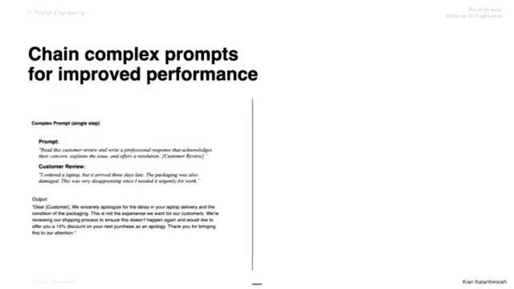You take a single step prompt, such as: read this customer review and write a professional response that acknowledges their concern, explains the issue, offers a resolution. Then you paste the customer review, which is: I ordered a laptop, it arrived 3 days late, the packaging was damaged, very disappointing, I needed that urgently for work. And then the output is an email that is immediately given to you by the LLM after it reads the prompt.